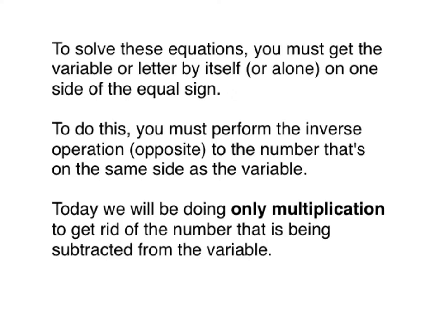To solve these equations, we're always going to need to get the variable, or the letter, on one side of the equal sign. And to do that, we're going to be doing the inverse operation, which we know is the opposite. The opposite of plus is minus. And the opposite today of division is multiplication. We're going to be doing only multiplication to get rid of the number next to the variable, so the variable will ultimately be alone.